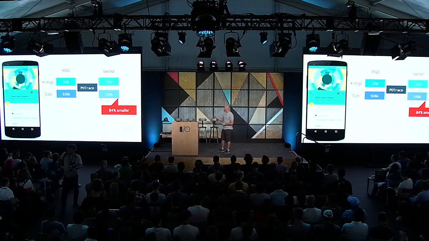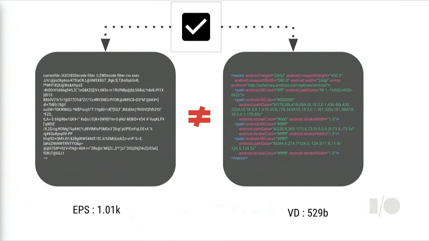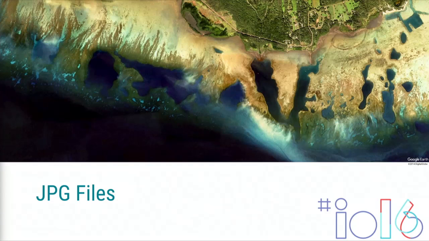Fantastic. Yeah, so 84% smaller, that's a pretty good deal, right? Now, it's worth noting this was just a test. You can't just go run PoTrace and convert everything over. I mean, it spits out EPS files, and that's not the same as VD files. And oh, by the way, there's actually a chance that you could optimize further, right? Instead of just importing from SVG, if you did it by hand, you may actually be able to get it down even smaller than that. But the main point is, you can get a lot of savings here by moving to vector drawables, so make sure you take a look at it.